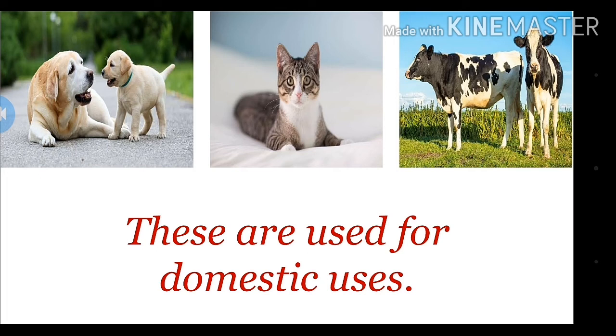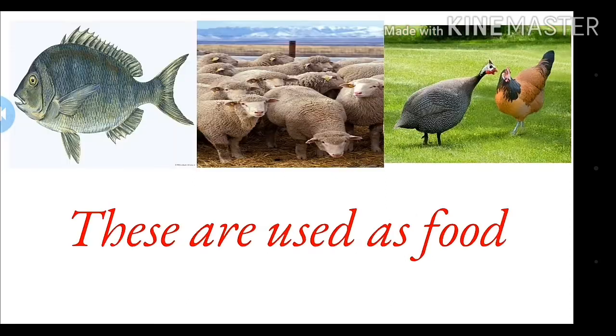What are the domestic uses? Some protect our houses, like dogs. And the cat also protects our houses from the mice, right? Then the cow gives us milk. These are all some of the domestic uses. Now we'll see some more uses of these animals.